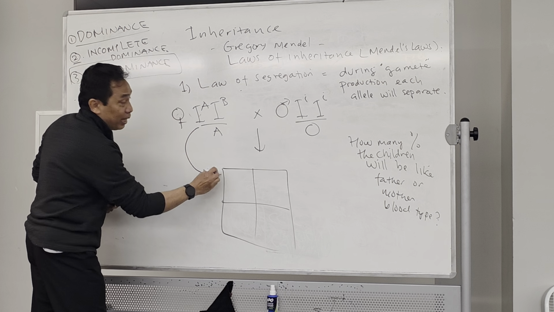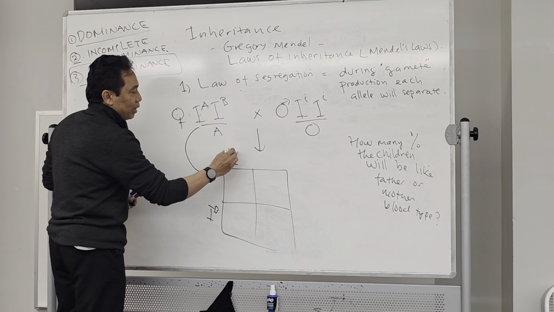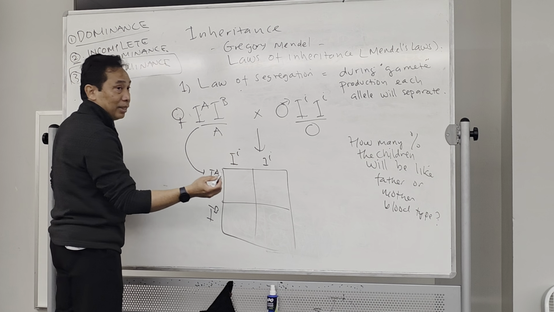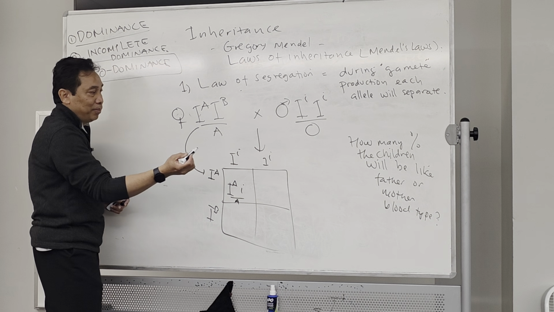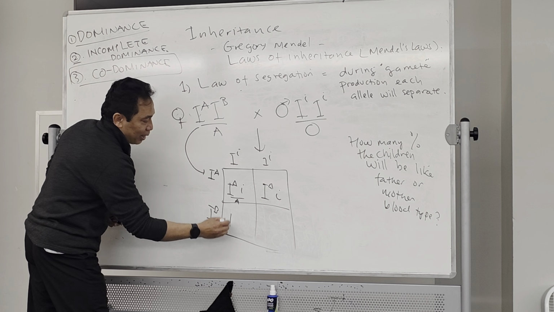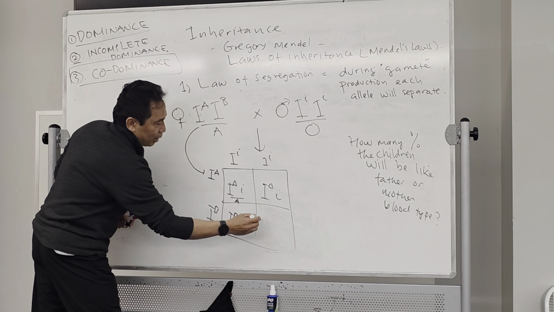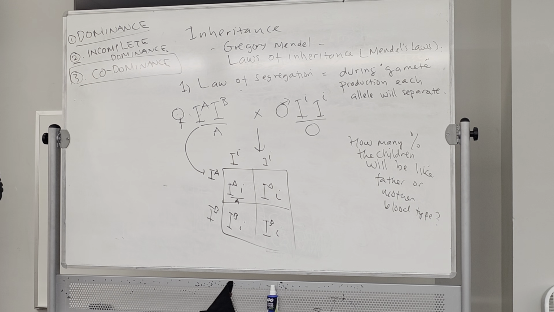So what happens with the mother over here? This is the first egg, this is the second egg, right? This is for the father, the sperm, like this. So what happens? The first child may be A blood type. The second one is also A. And the third one is B. And the last one is also B. So 50% A, 50% B. None of them will be like the father or like the mother. Because this is how blood is actually inherited.